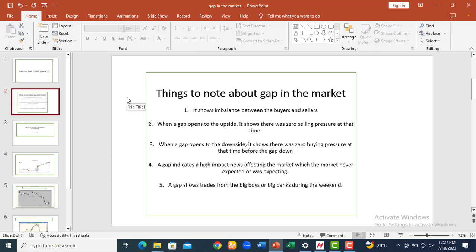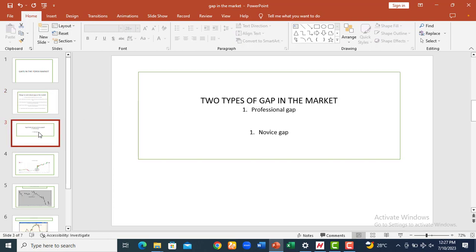You don't trade Saturdays and Sundays. Now, the big boys, the major market participants, I'm talking about the banks, those that trade with large capitals, they trade during the weekend. So a gap passes a whole lot of information to us. Now, there are two types of gaps in the forex market.